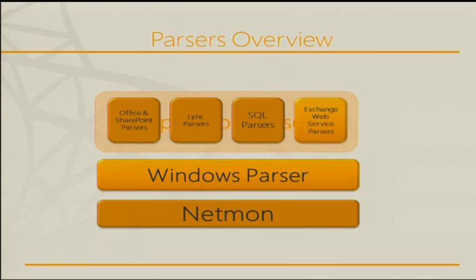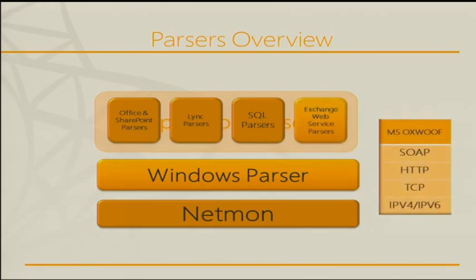To give an example of how the parsers have been developed: initially we have the IPv4 and IPv6 parsers, and on top of that TCP, HTTP, and SOAP. These four all come under the Windows parsers package. And then on top of that we have the MSOXWOOF protocol. This is an EWS parser used for setting up the Outlook out of office response. If you, as a user, want to extend this parser further for your use, you can readily do that by extending on top of this.